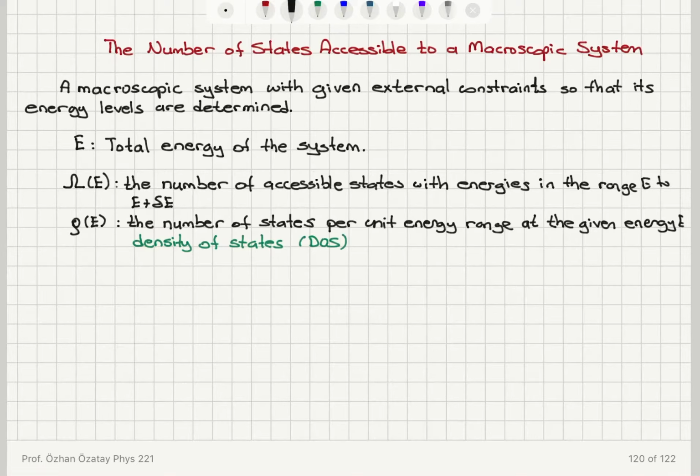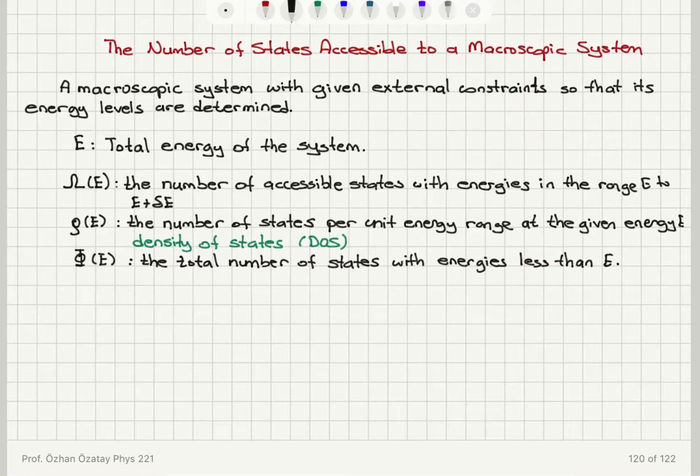We call capital letter phi as a function of E the total number of states with energies for which the energy of the system will be less than E, and we call F the number of degrees of freedom, and recall that this is the number of values we can have for all possible quantum numbers.